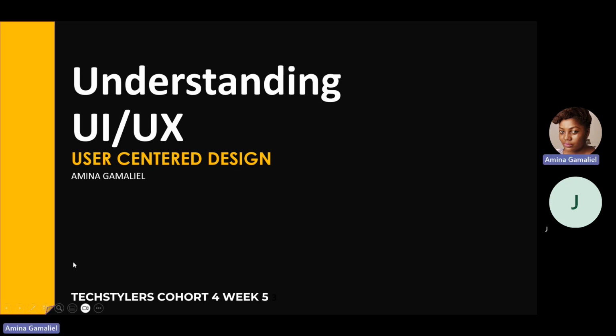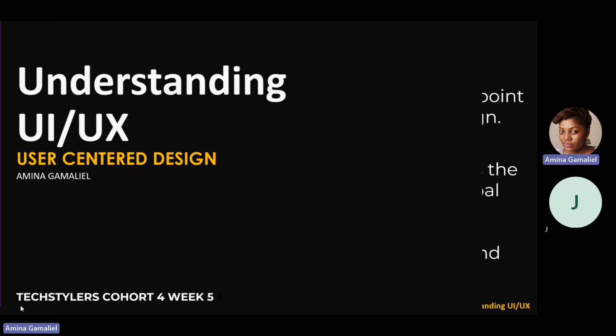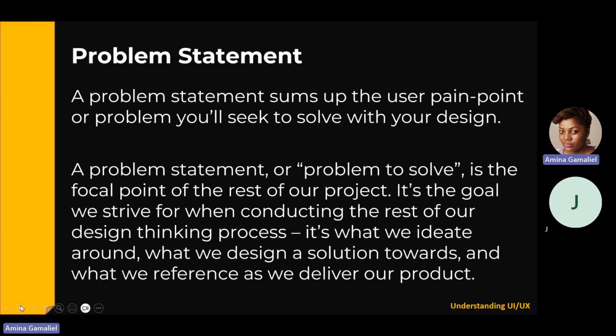Okay, so today we're going to be looking at what a problem statement is. Remember, the goal of UI UX is to solve a problem. And unless you're able to figure out what that problem is, you're not going to truly understand what you're designing, who you're designing for, and what is expected after people are able to use your products. So you need to be able to figure out what the problem is.